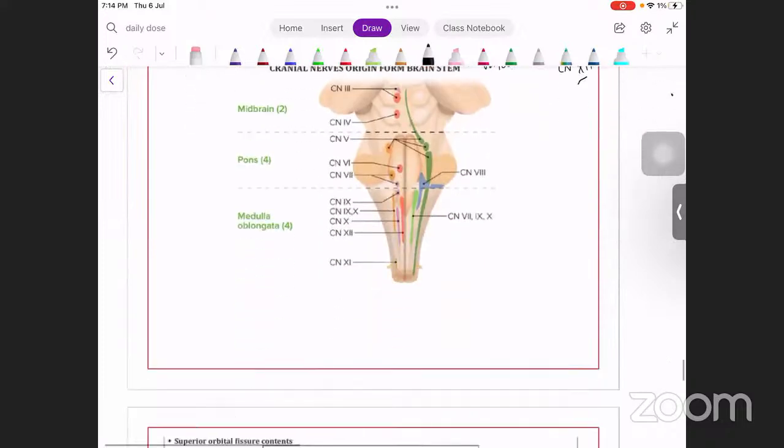So these are the cranial nerves which emerge from the brainstem. From the midbrain, you see cranial nerves 3 and 4; from the pons, 5, 6, 7, and 8. Even 8 we can consider from the pons, while 9 to 12 arise solely from the medulla oblongata.